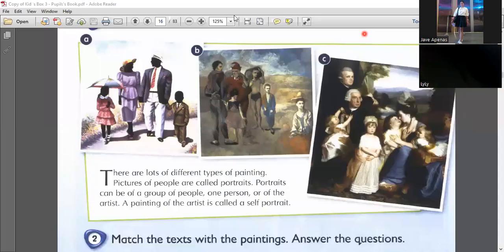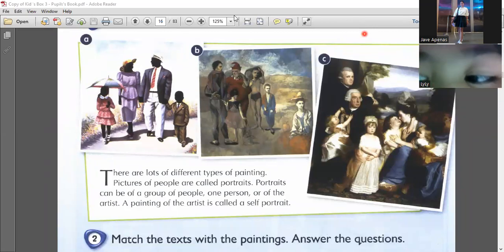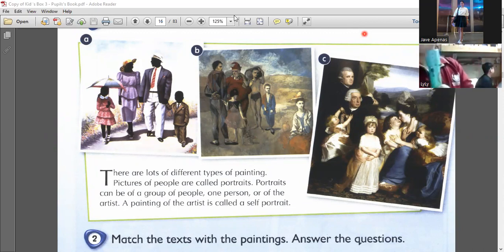Anyway, yes, we're going to continue to study your book, so just wait, I'll share it with you. There you go. Can you see your book? Can you see it? Yes or no? Can you see your book? Yes. Okay. So again, we have the types of painting. What are the types of painting? So we have, okay, please read.